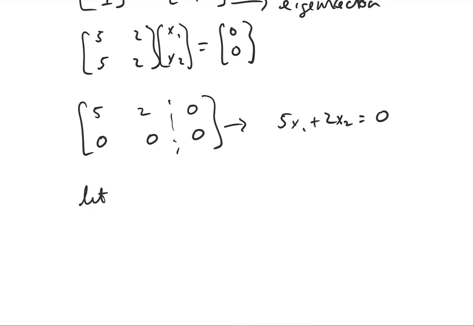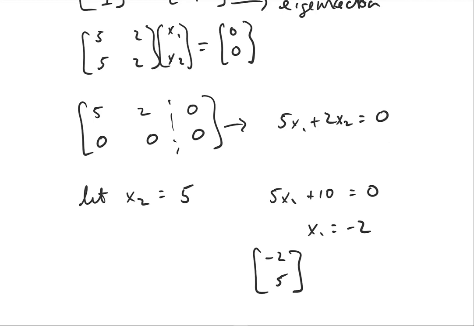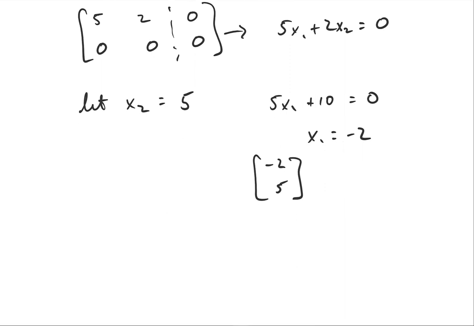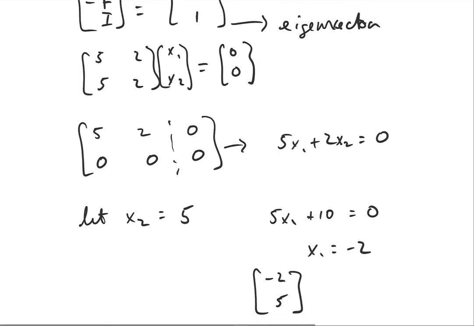So I can say, okay, let x2 equal, I don't know what makes this easy. If we let x2 equal 5, then I have 5x1 plus 10 is equal to 0, so x1 would be equal to minus 2, and I get an eigenvector minus 2 and 5. Is that what I got up here? Well, I got a multiple of that up here, right? Remember that there's an infinite number of eigenvectors. We're just looking for a basis for the space that the eigenvectors occupy, which of course is the null space of A minus lambda I.